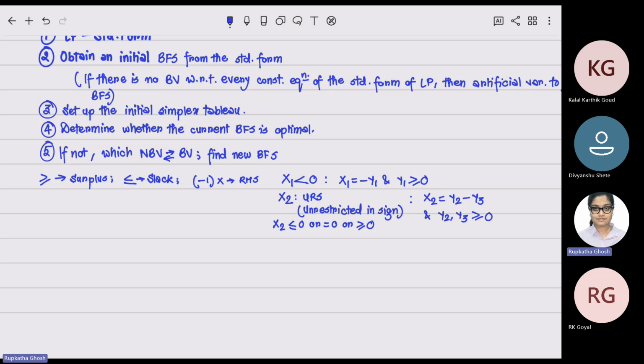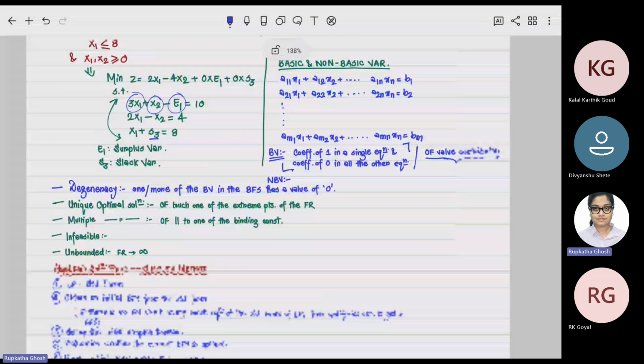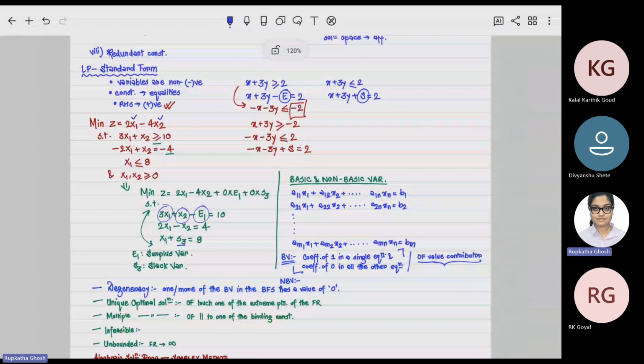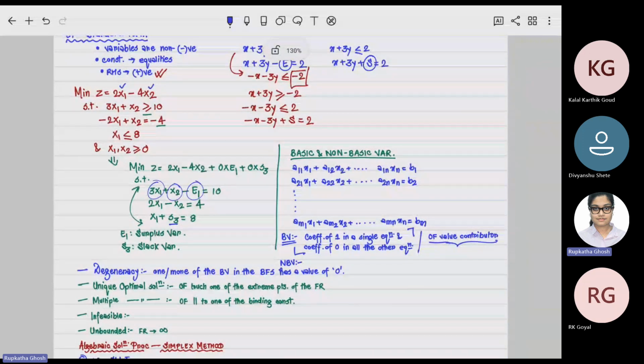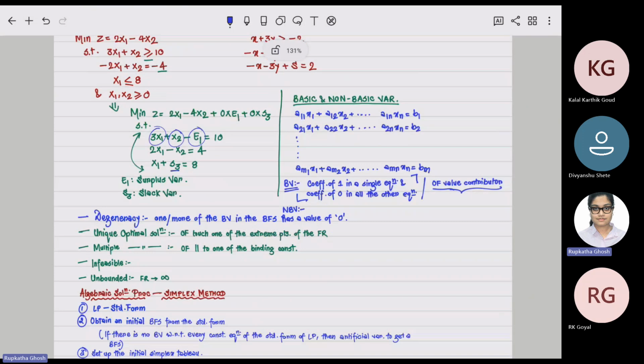Okay, now moving on to our previous example. We are sticking to this example. I will just rewrite the LP in the standard form so that I do not forget it.